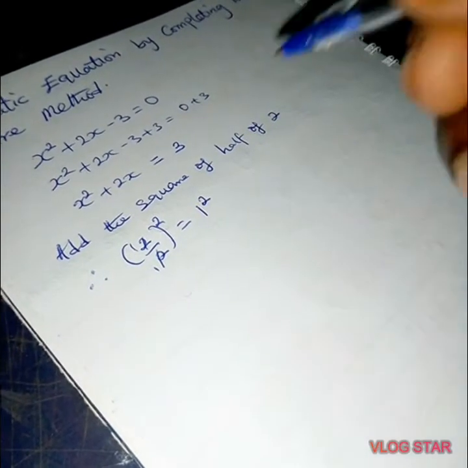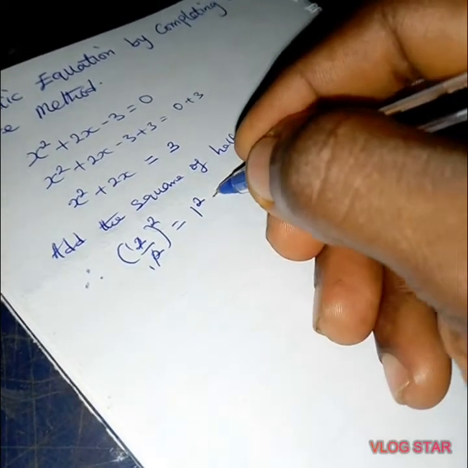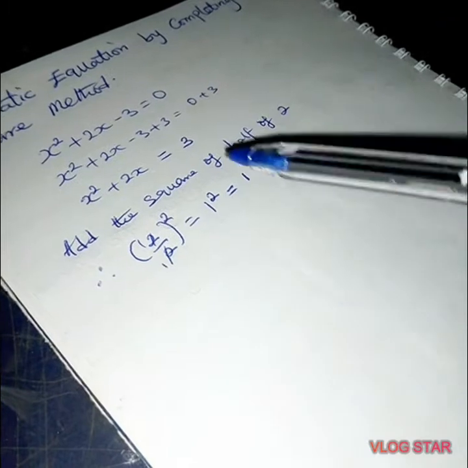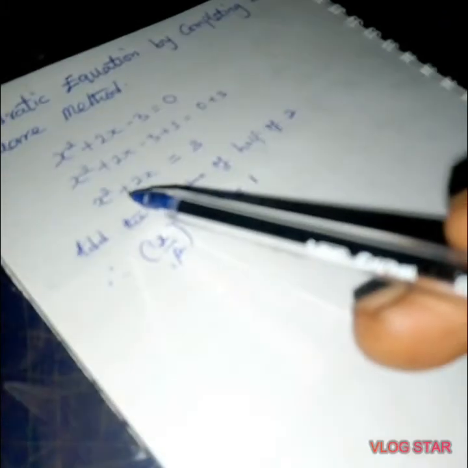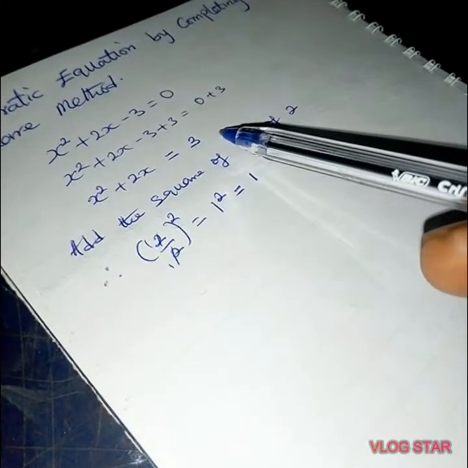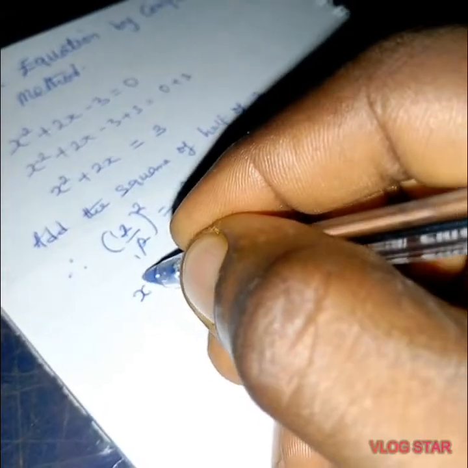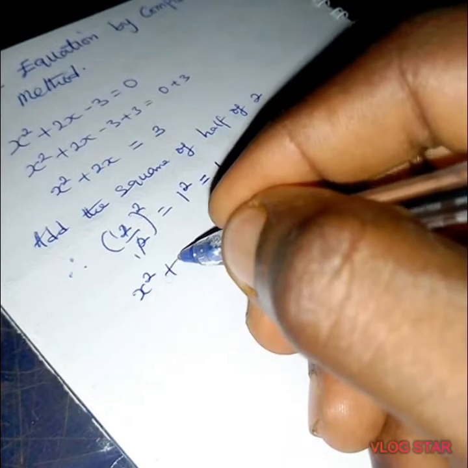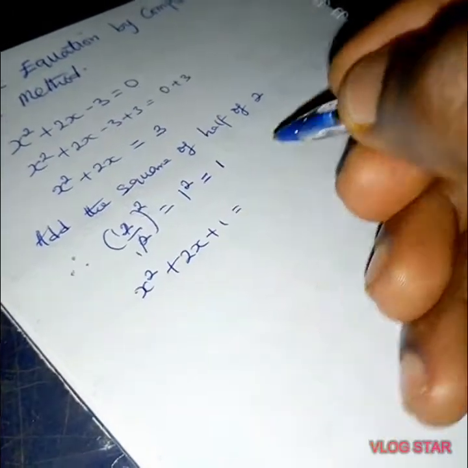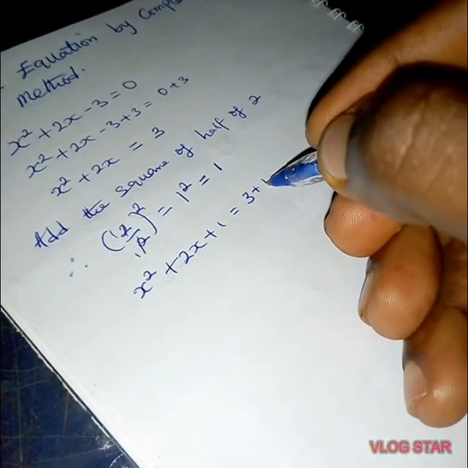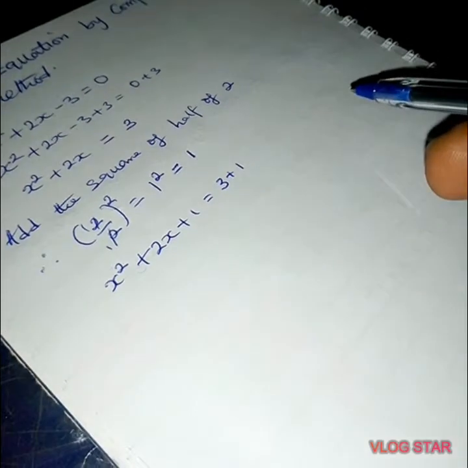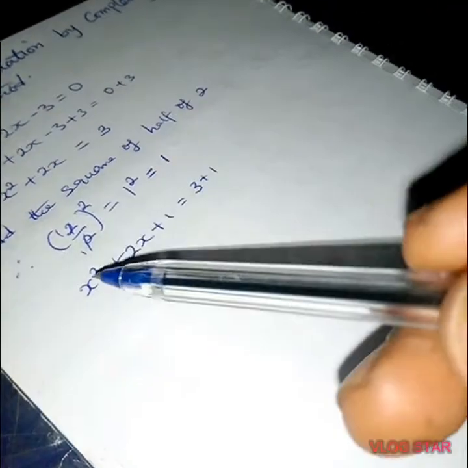So this is what we are trying to add. We add it to both sides, and 1 square is equal to 1. You add this one to the left hand side and to the right hand side of this equation. So we have x squared plus 2x plus 1 equal to 3 plus 1. Since we've added it to both sides, definitely here we have two perfect squares.